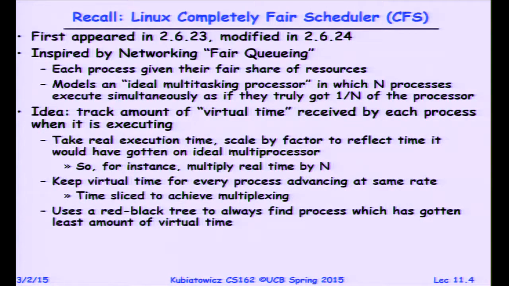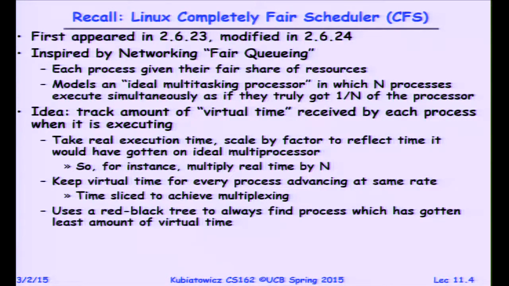CFS's claim to fame is this notion of virtual time, which is the time that each process has gotten on this ideal processor. As long as each of the n processes gets the same amount of virtual time, then we've been fair to them. That's where the word fair comes in. You take the actual execution time you've given a process and multiply it by n. That's an n scaling factor, and that's the amount of time it would have gotten on this ideal multiprocessor, because the multiprocessor is giving 1 over nth of the cycles to everybody.